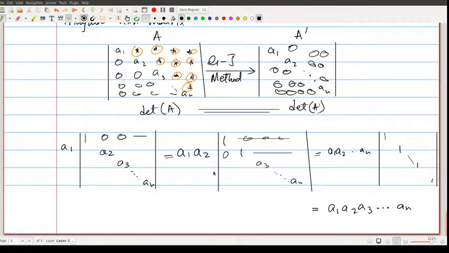So what does this tell us? It tells us that for any triangular matrix, I've done it for an upper triangular matrix, but you can do the same argument for a lower triangular matrix. Just eliminate all the entries, and what you get is that the determinant of A is equal to the product of all the diagonal entries, if A is triangular, right?